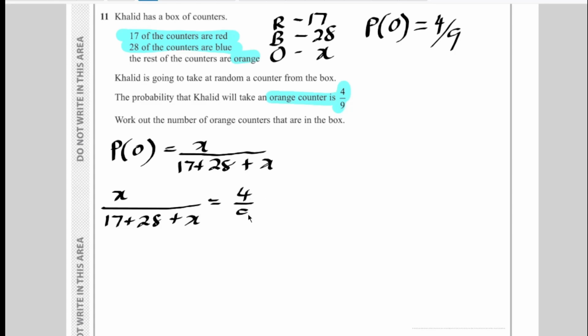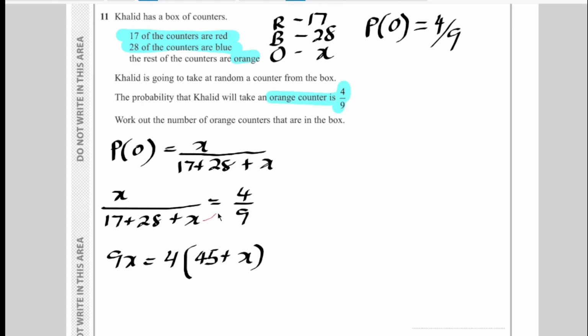4/9. Can you see now we are getting an equation. So let's simplify this equation. Here I can write, I'm going to cross multiply. 9x equals 4 times, here 17 plus 28 becomes 45, then it becomes 45 plus 6. Here we are cross multiplying.